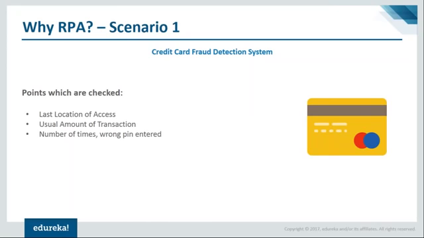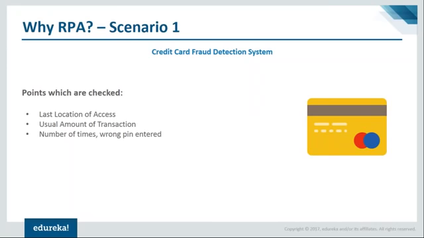That also becomes suspicious. And the third rule could be the number of times you entered a wrong PIN, right? This could be that someone got hold of a credit card and is trying to get money out of it, but is not able to get your PIN right. So this could also be a suspicious transaction, right?